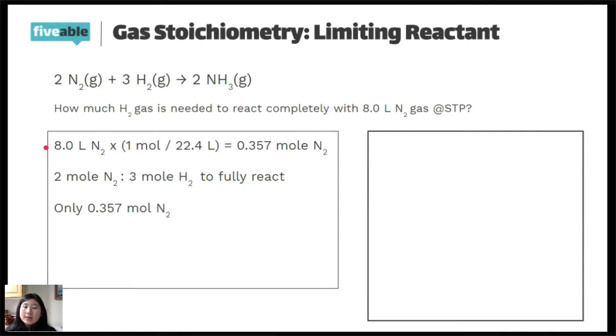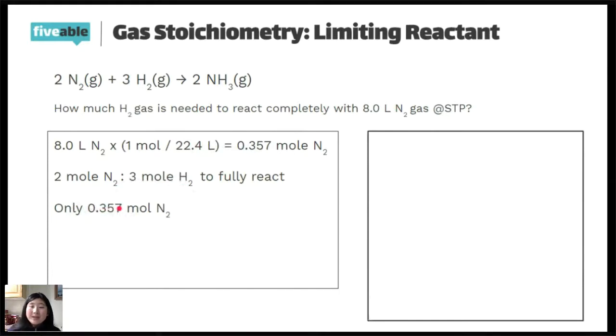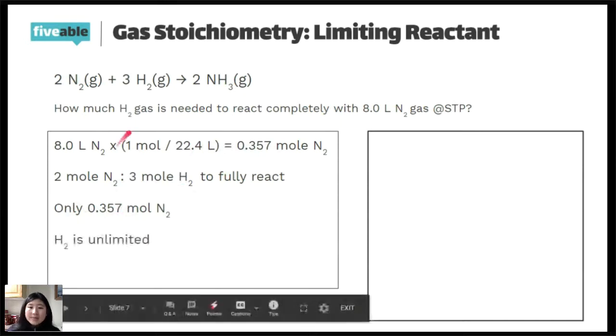After converting the 8.0 liters to moles, because it is at STP. So remember, there's the conversion going on. So we only have 0.357 moles. That is kind of the cap for our equation. Since that is the amount of nitrogen that we have, that is the cap for the entire reaction. Okay, so we know that hydrogen is unlimited. However, nitrogen gas is the limiting reactant.